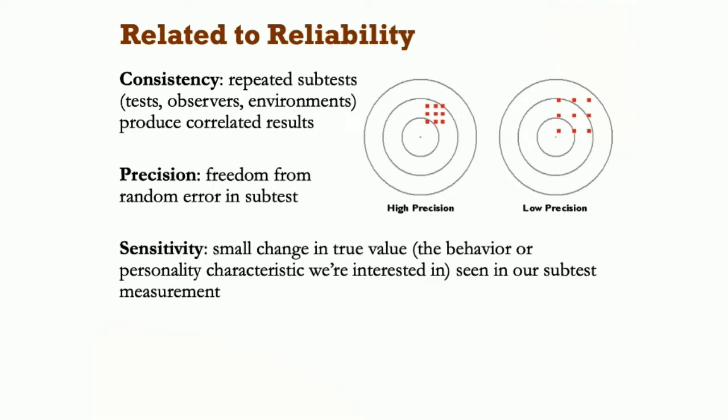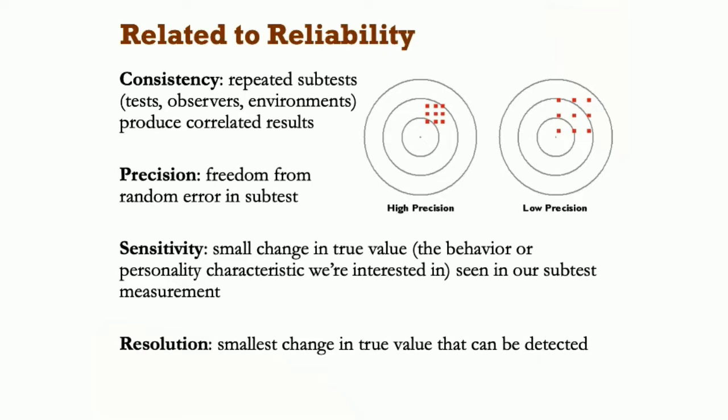And we have sensitivity, which is something that's been discussed quite a bit in the literature, which is a small change in the true value. We'll say the true value is the behavior or the personality characteristic we're interested in, and it's actually seen in our subtest. So how you behave in real life is going to be captured in this subtest. And if that changes at all, say for example your behavior around strangers changes in your life, that's going to be picked up in that subtest, versus if you were tested previously and you were fabulous with strangers, you would be testing differently. And then resolution is the smallest change in that true value that can actually be detected. So that's related to reliability.